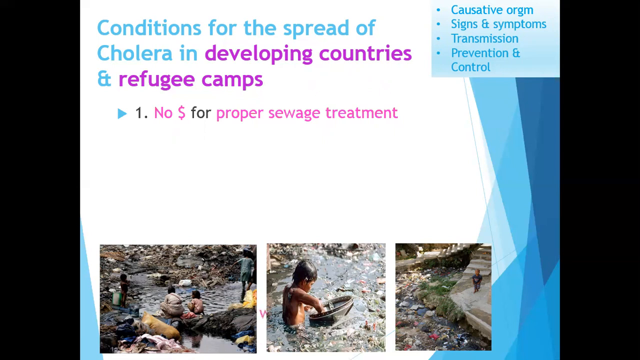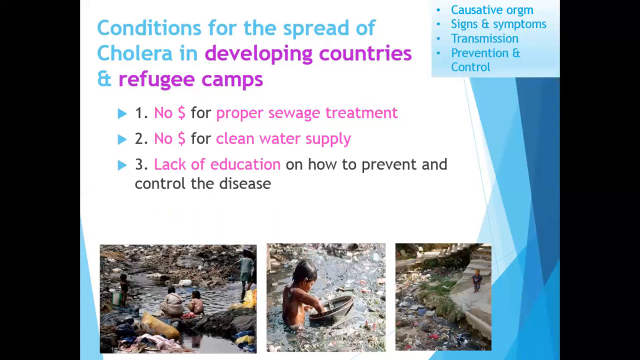No money for proper sewage treatment, no money for clean water supply, right? Same thing, three factors involved. Lack of education on how to prevent and control the disease. So this one involves social, because it involves people, educating people. It involves economic, because it involves money to educate people, to have campaigns on TV, radio, to print posters. Then it also involves biological, right? Why? Because it is educating them so they know how to prevent and control, to stop the transmission cycle.